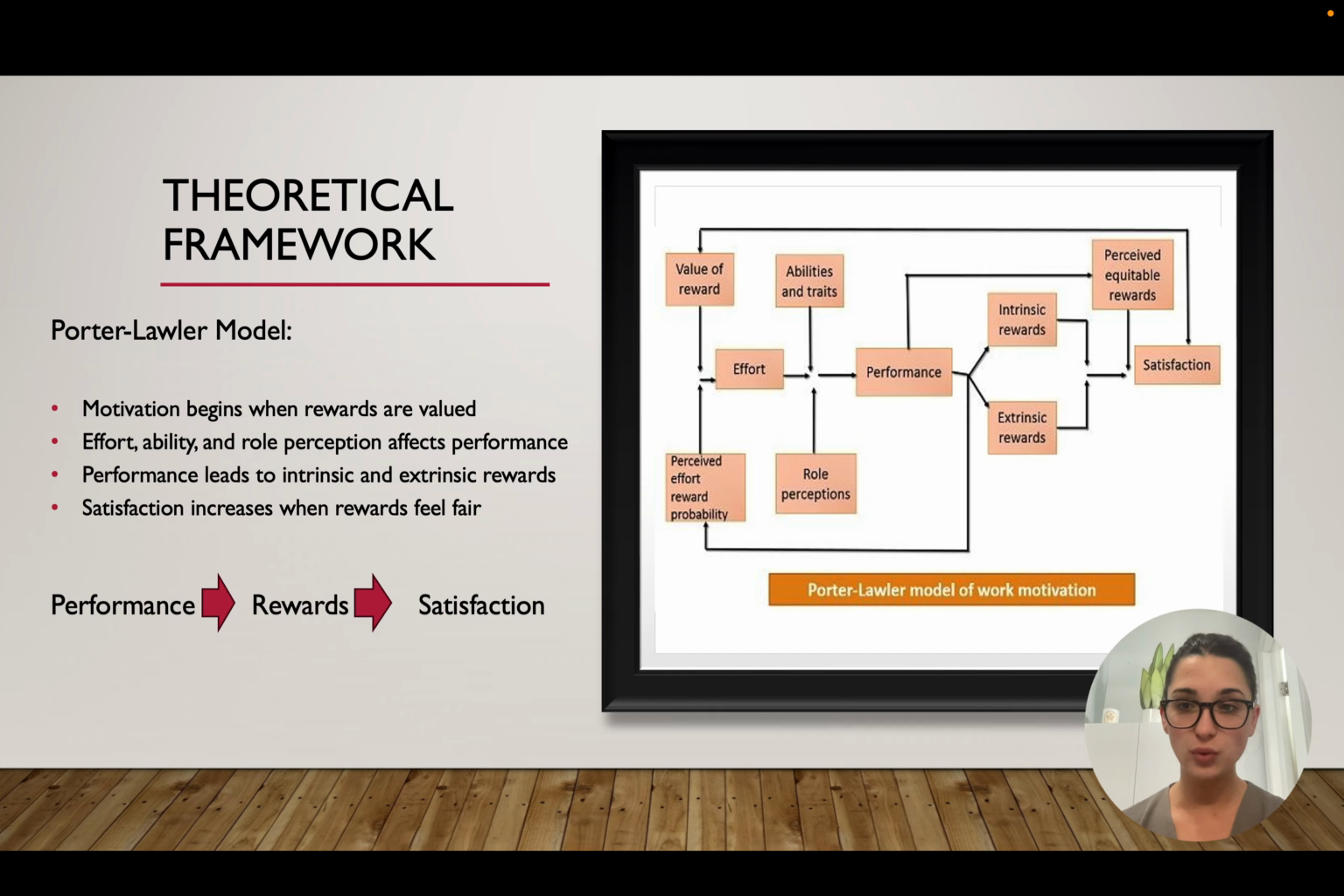When employees perform well, they receive intrinsic rewards like pride and accomplishment, and extrinsic rewards like pay, bonuses, or recognition. They then decide whether those rewards are fair. If they believe the rewards are fair, they become more satisfied with their jobs. The main takeaway is that performance leads to rewards, and fair rewards lead to job satisfaction. This is what makes the Porter-Lawler model different from earlier theories.